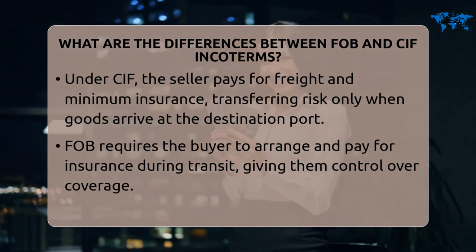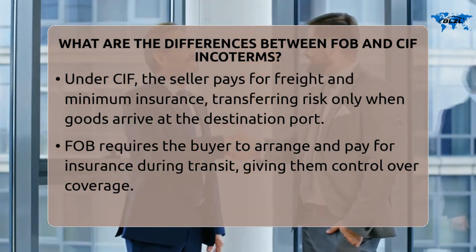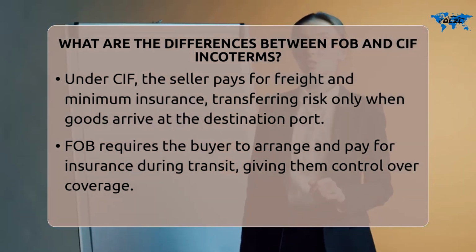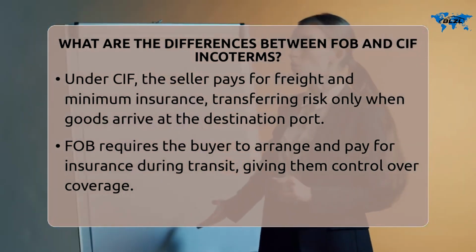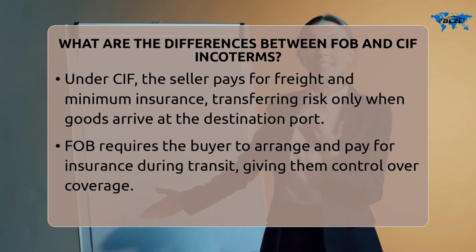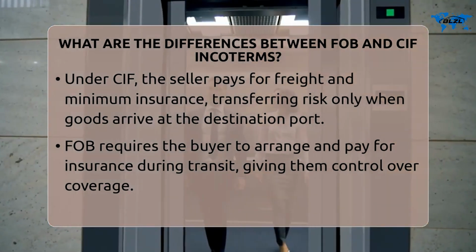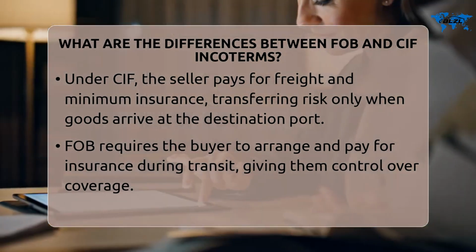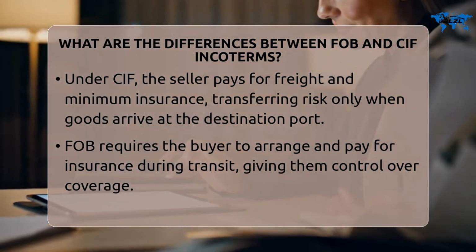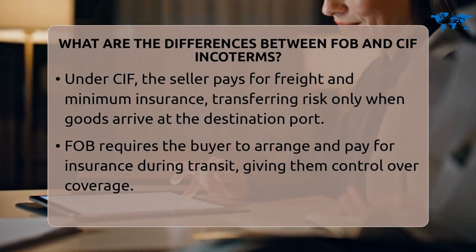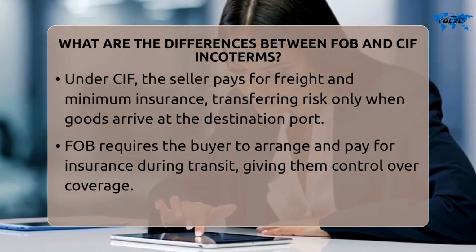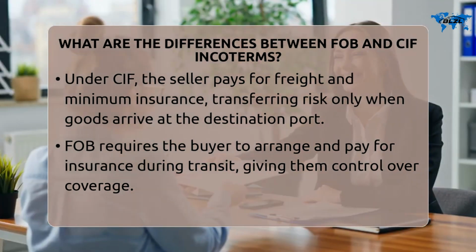Control over shipping is also different. FOB gives the buyer more control. They can choose their carrier, negotiate freight rates, and decide on insurance. This is ideal for experienced importers who want to manage their logistics. CIF, on the other hand, simplifies things for the buyer because the seller handles shipping and insurance. This setup is often preferred by smaller or less experienced companies that want to avoid the hassle of managing these details.